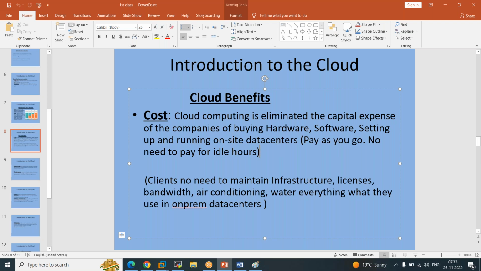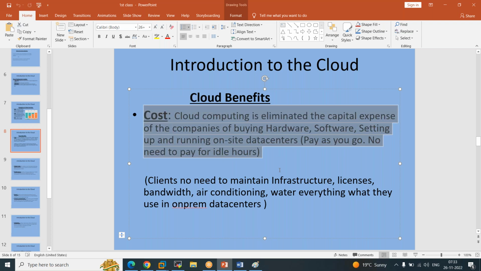We'll have a discussion on that side, but for now, cloud computing is something where you don't have to invest initially to build your own data center, or hire the people who manage that side of things, and you don't have to look after your infrastructure all the time. Monitoring you don't have to do. Cloud is doing it for you. It is a ready-made solution. So cloud computing is eliminating the capital expense of companies buying hardware, software, and setting up and running on-site data centers.